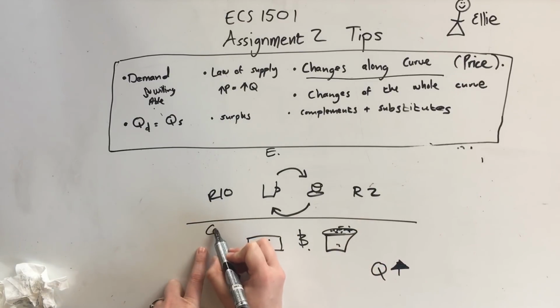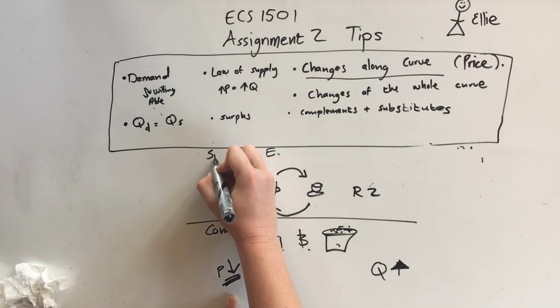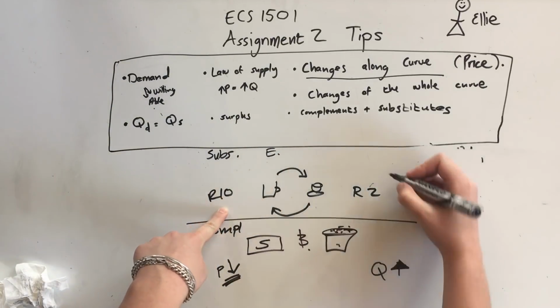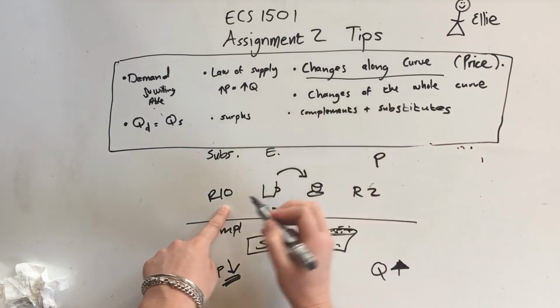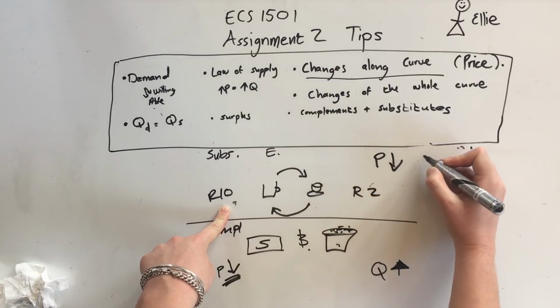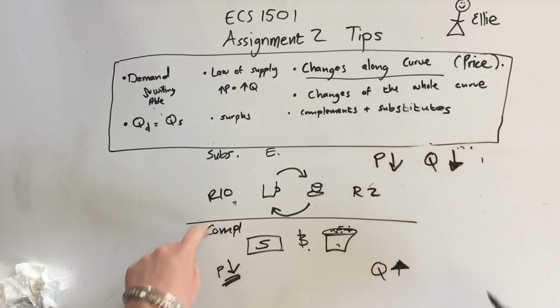Okay, so on this side I've got complements, which means if the price of the one goes down, the quantity of the other one goes up. Here at the top for coffee and tea, I've got substitutes. Substitutes say, if the price of tea goes down, the quantity of the other one also goes down. Okay, so PQ, PQ.